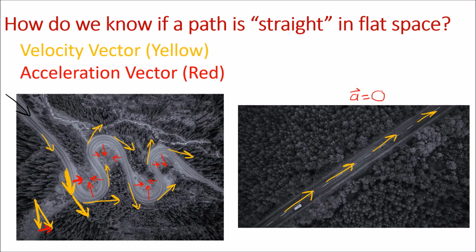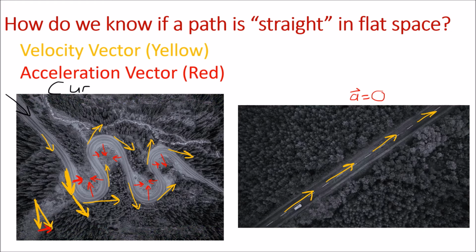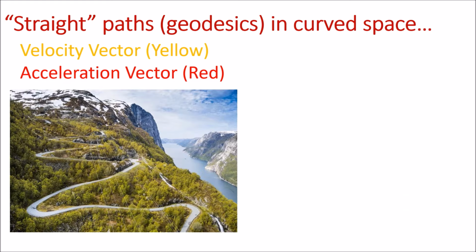So what we found here is one way to detect if a path is straight or not. Basically, in flat space, a straight path has zero acceleration when we travel along it at a constant speed. So we know that this path is curved because we see non-zero acceleration vectors, but this path is straight because the acceleration is zero. Now let's consider the equivalent of straight paths on curved surfaces.